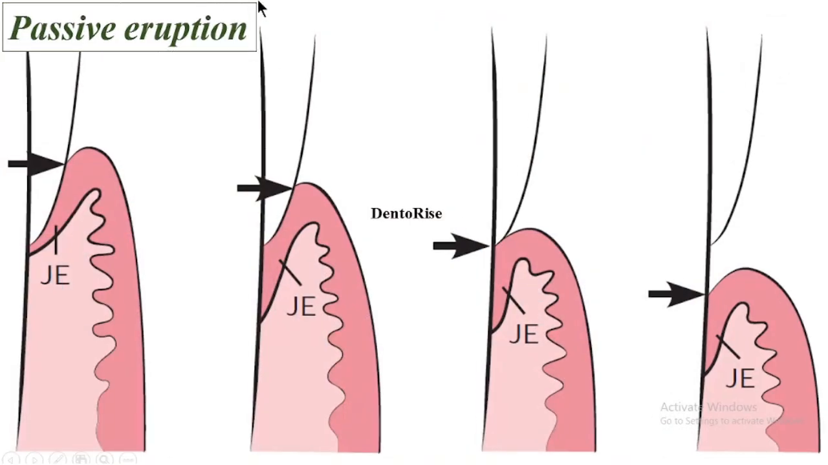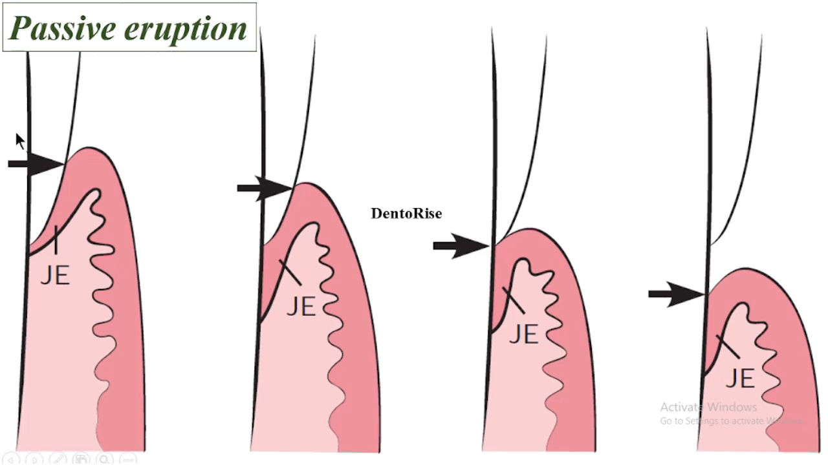Now talking about passive eruption, earlier it was considered a normal physiological process. However, now it is considered a pathological process. According to Orban and Gottlieb, passive eruption can be classified into 4 stages. In stage 1, the base of gingival sulcus and the junctional epithelium both are present on the enamel. If you want details on what is base of gingival sulcus and what is junctional epithelium, you can check out our detailed video in the description box below.